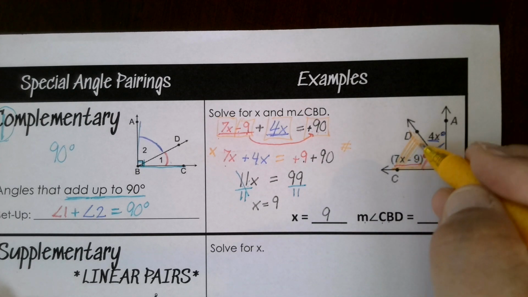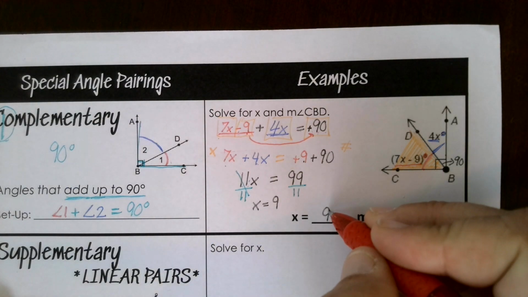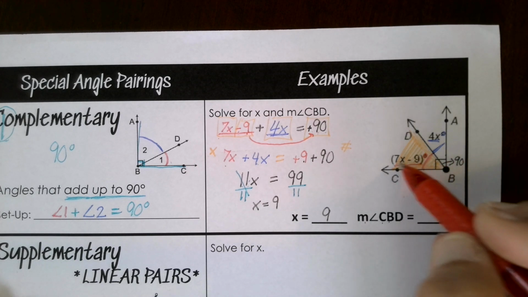So this angle, we want to know how much just this angle is. Right? To figure that out, we're going to take the 9 that we know, and we're going to put it in for this part of the equation.